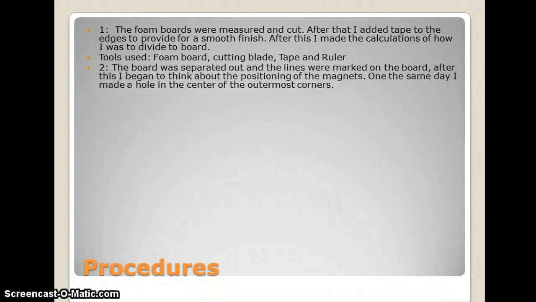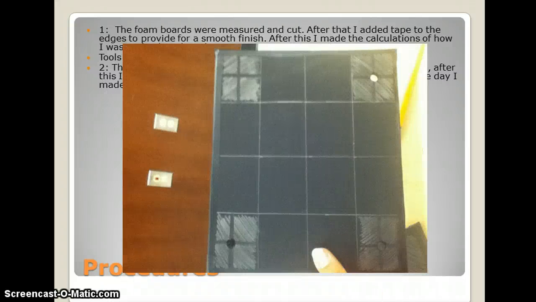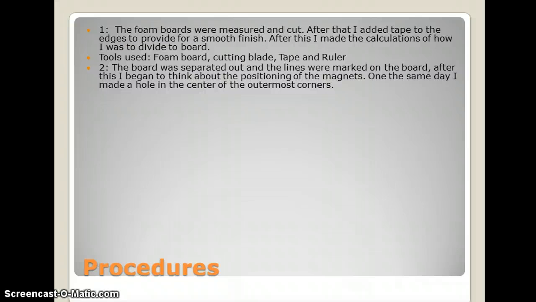Step number 2. The board was separated out and the lines were marked on the board. After this, I began to think about the positioning of the magnets. On the same day, I made the holes in the center of the outermost corners. The tool used during this step was a pencil.